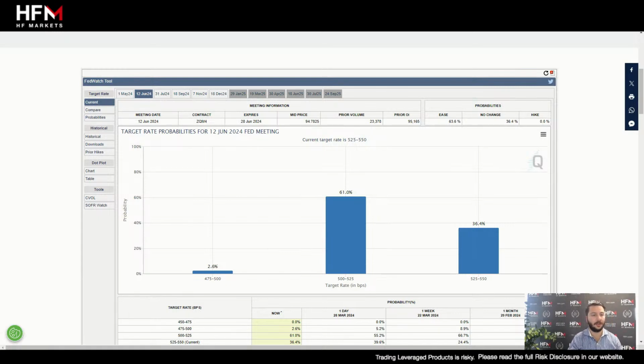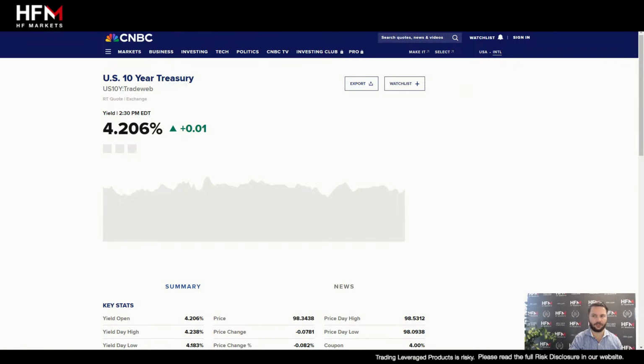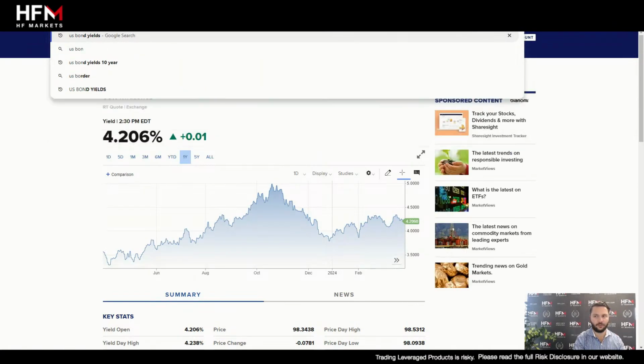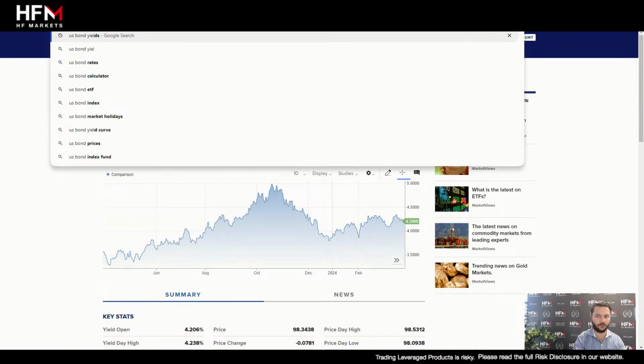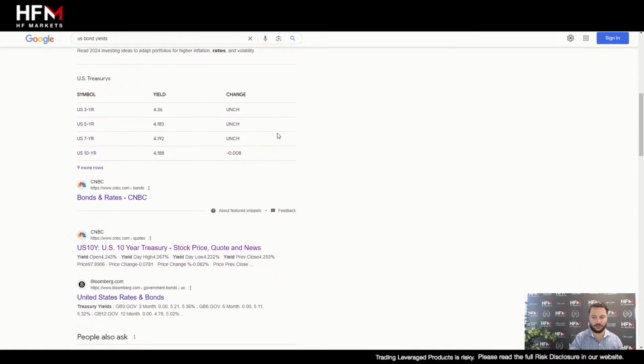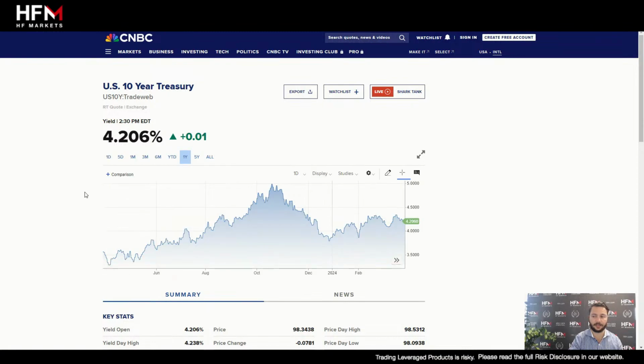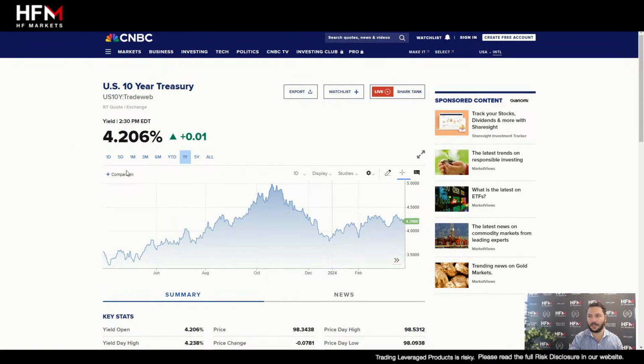For people trading the S&P 500, the NASDAQ, and so on and so forth. The other thing is this here. I'll show you how to get access to this as well. US bond. This is Google US bond yields, like this. I actually use this website here, CNBC, a very well-known news agency.